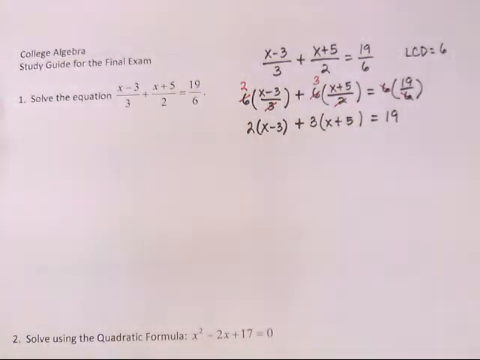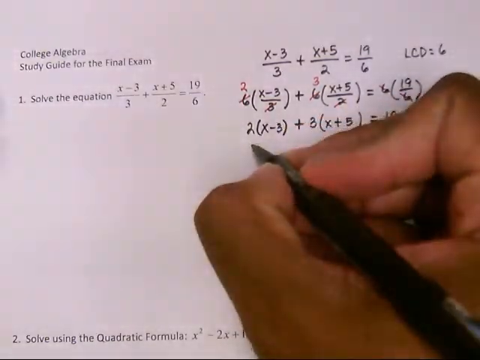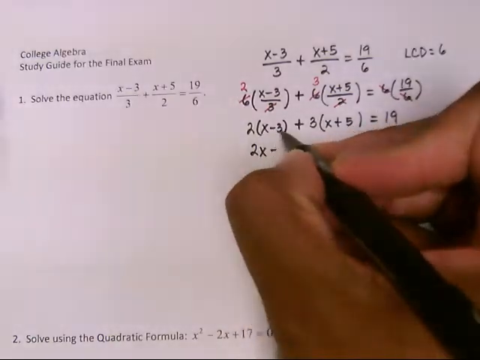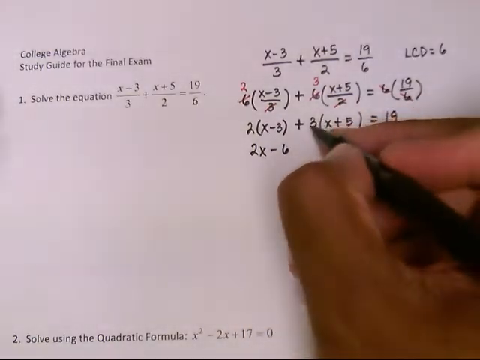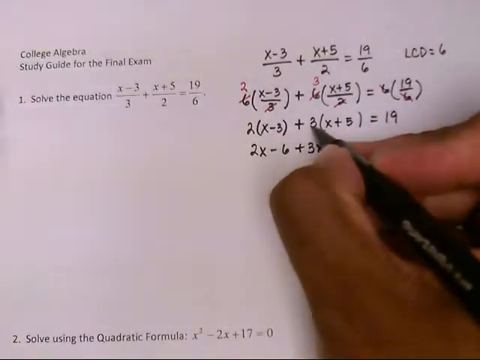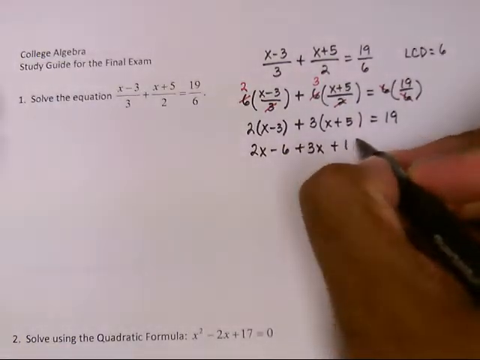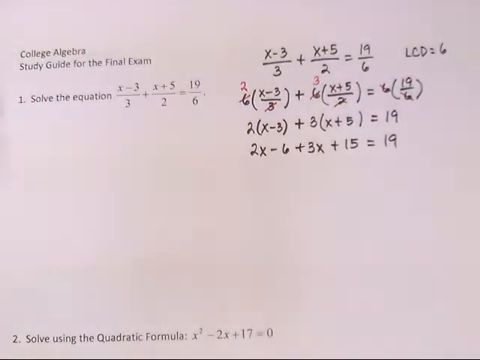And then we'll use the distributive property here. So if I do 2 times x, that's going to be 2x, minus 2 times 3, that's 6. And then 3 times x will be a plus 3x. And then 3 times the plus 5 will be a plus 15. And that'll be equal to 19.